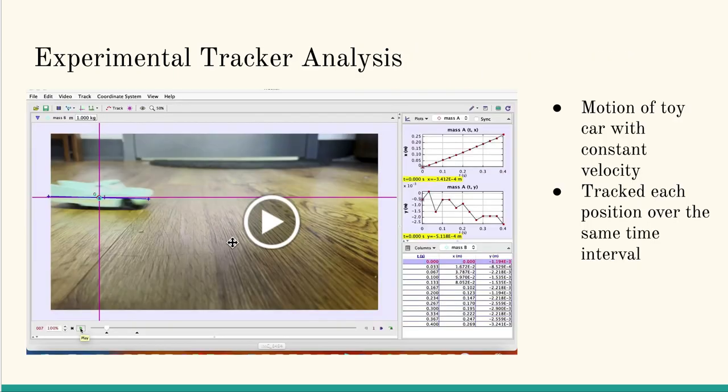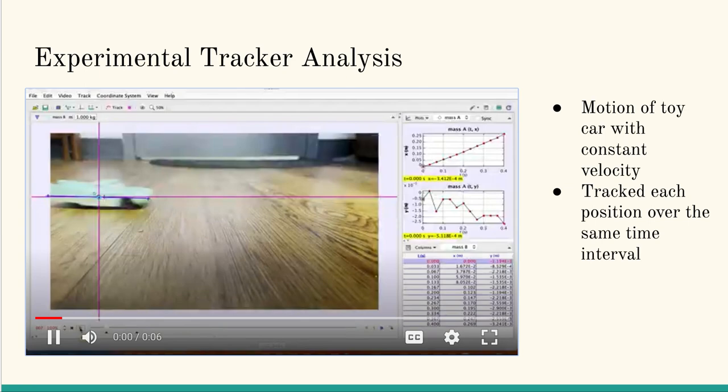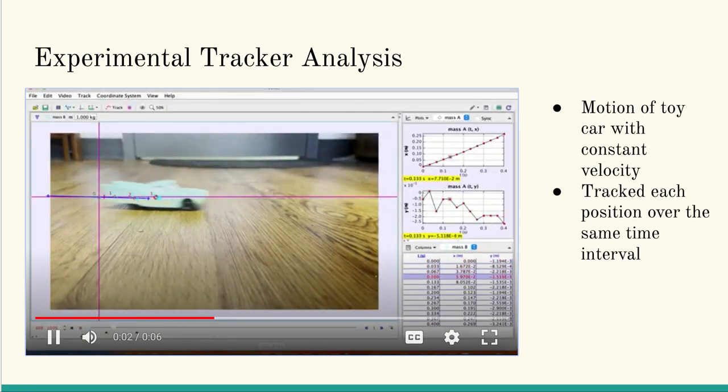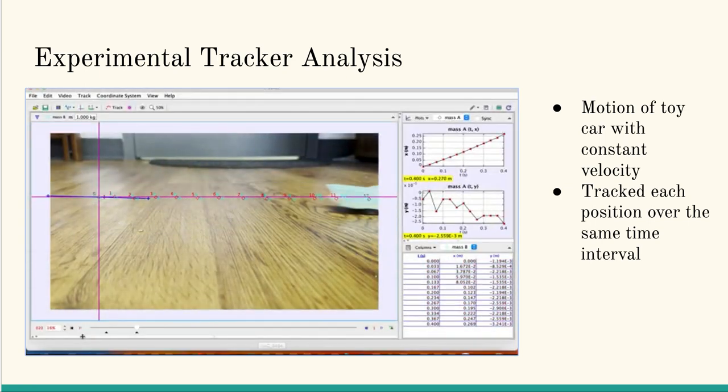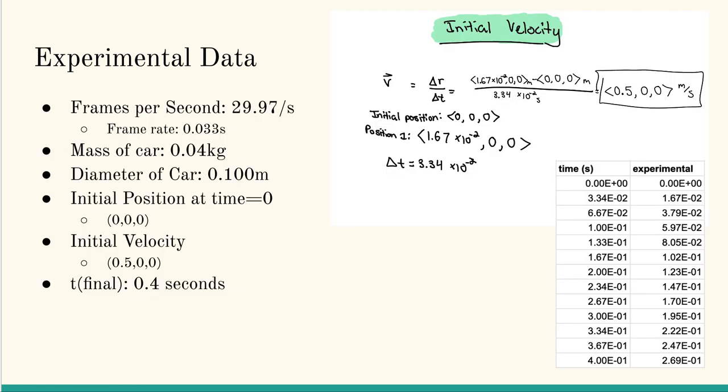This was the experimental lab where I measured the change in position over change in time of the toy car, and the frame rate was 0.033 seconds, the mass of the car was 0.04 kilograms, and the diameter of the car was 0.1 meters. These were the initial conditions, and the final time was 0.4 seconds.